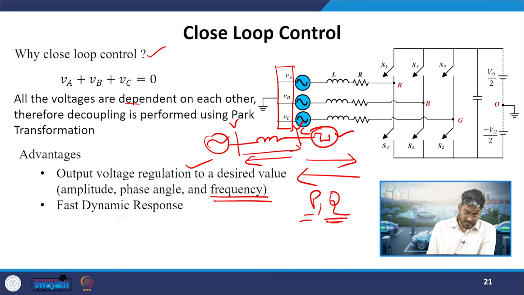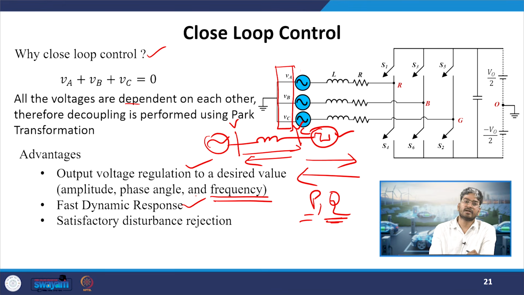Okay. Now fast dynamic response: if some parameters change due to some transients or due to the normal wear and tear of the circuit, it will be able to adjust itself and the dynamic response will be better. Satisfactory disturbance rejection: if there is some type of disturbance, most of the time our closed loop controller will be able to handle it by itself.